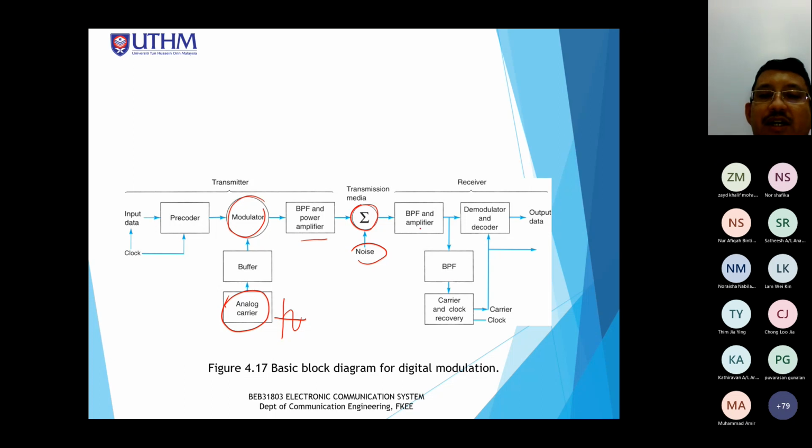And then at the receiver side, we can use a band pass filter to select the desired frequency. Then we amplify the signal. Then we do the demodulation process. During the demodulation process, we inject with the analog carrier again, the same carrier that we use during transmission. And then we produce the output data, which is in the form of digital. So we have the digital code word input, and we produce digital data at the output.